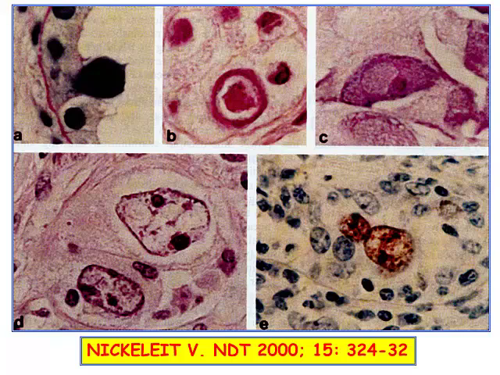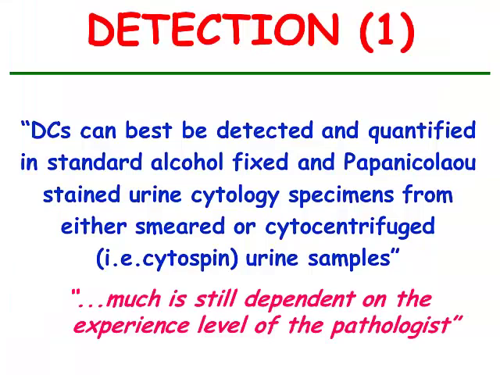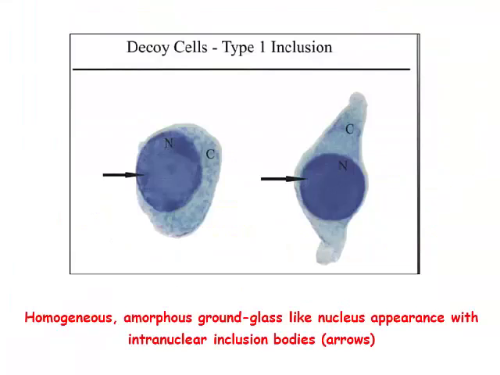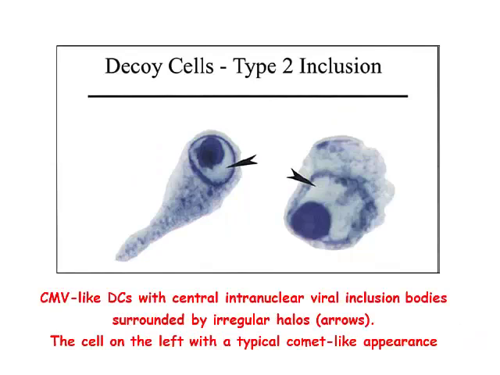These are the main phenotypes which are represented here. Type 1, which is a cell with a ground glass appearance of the nucleus. You see a big and large nucleus. Then we have type 2, a so-called CMV-like decoy cell with a central, big intranuclear inclusion and a pale halo around it.